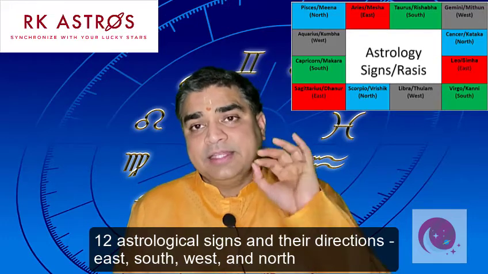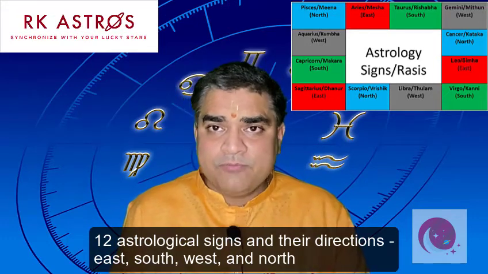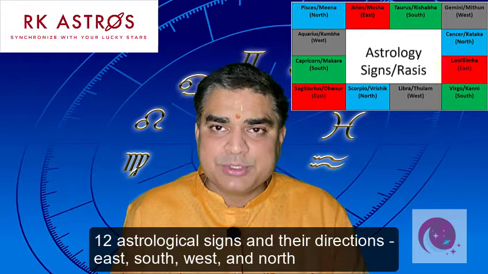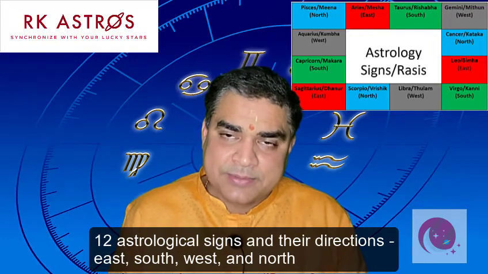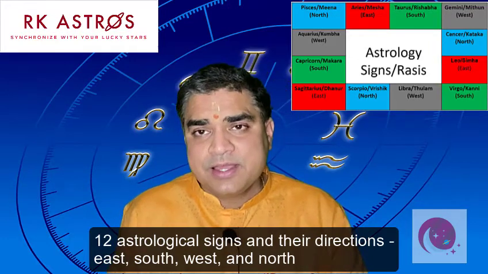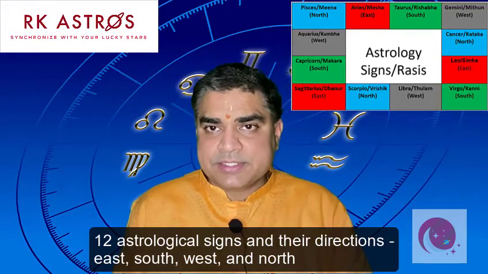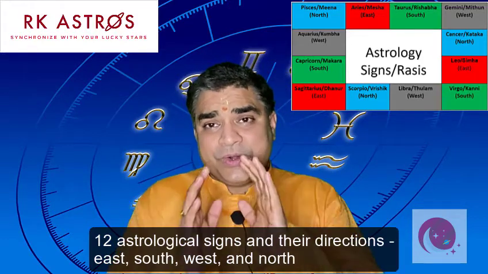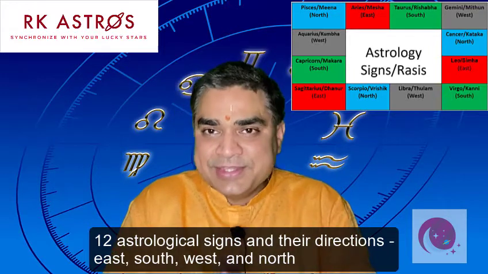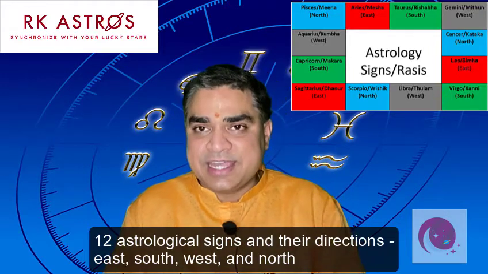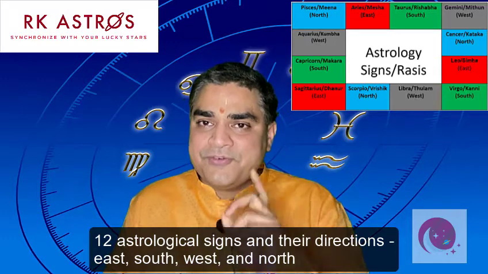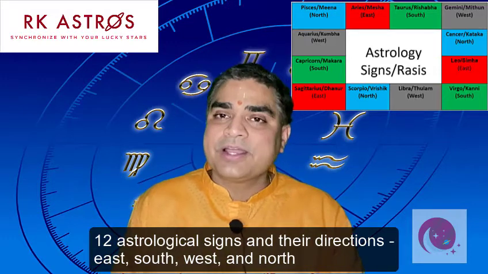Okay? And the third trio, which we have already talked about as the air signs, right? Which is Gemini, Libra, and Aquarius, right? So in directions, those 3 signs indicate the western direction or the west.